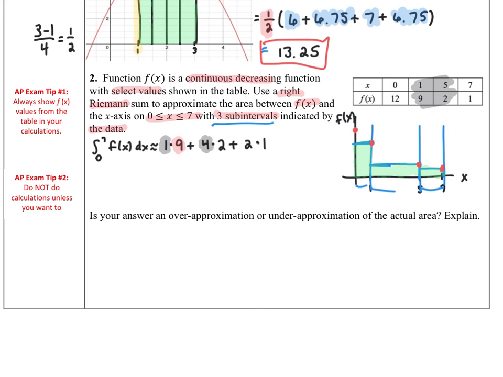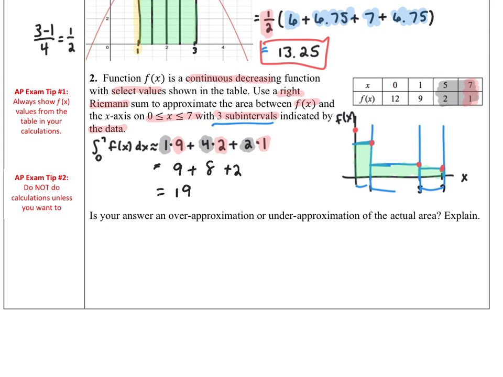And the height of my rectangle, you can just look at whatever height is given by the right side value on that interval, which is the 2, and that's this 2. My last interval goes from a 5 to a 7. The interval length from 5 to 7 is 2, and that's this 2. And the height of that rectangle is given by the y value on the right side, which is the 1, and that's the 1. Doing these calculations gives me a 9 plus 8 plus 2. It tells me that approximate area is a 19.